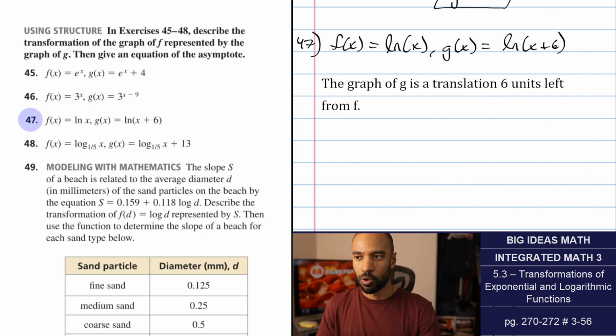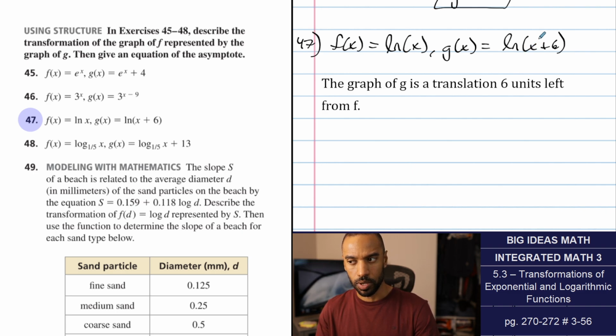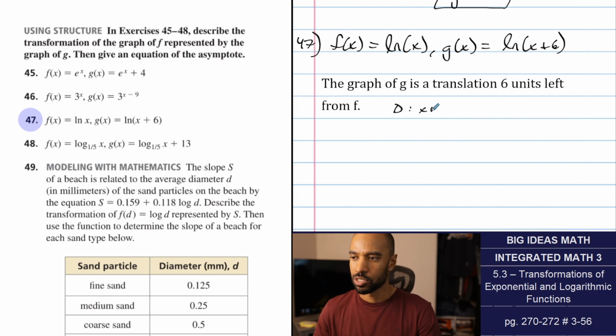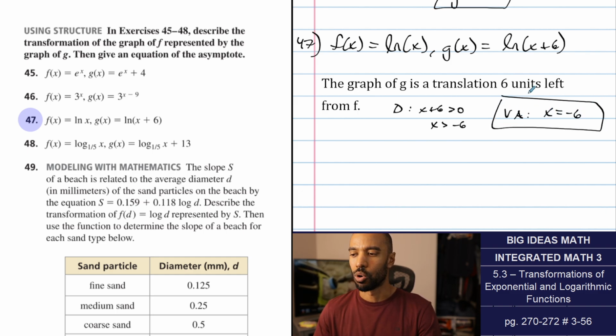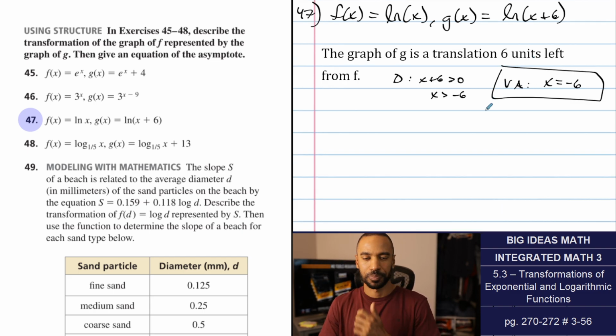Now, this doesn't have a horizontal asymptote. It has a vertical asymptote, and the vertical asymptote is based off of the domain. The domain here, we can only take log of positive numbers. So for this domain, again, x plus 6 is greater than 0, so x is greater than negative 6. So your vertical asymptote is going to be at x equals negative 6. There's no horizontal that time, but just a vertical one.